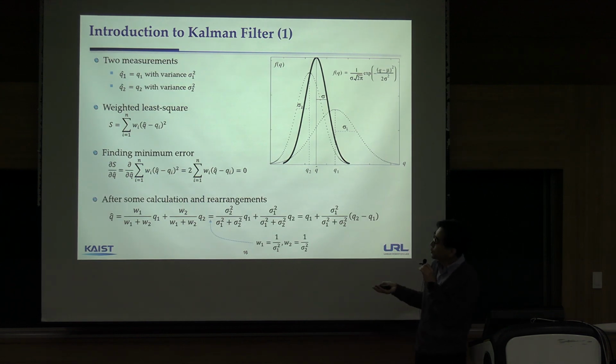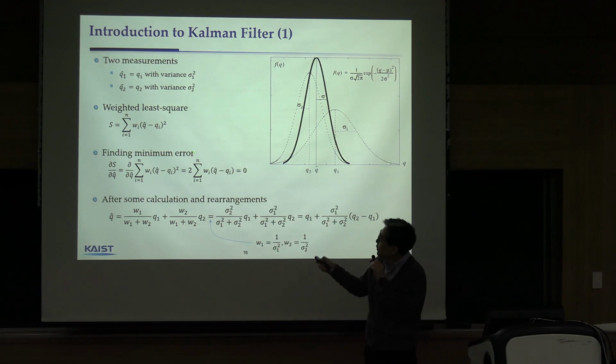So the concept of the Kalman filter is just the fusion of the previous observations. If you have two measurements, Q1 hat and Q2 hat, with standard deviations sigma 1 and sigma 2, we want to find the best estimate based on Q1 and Q2. Which one will be the best estimate of these two measurements? So we want to find this Q hat. How to find that?